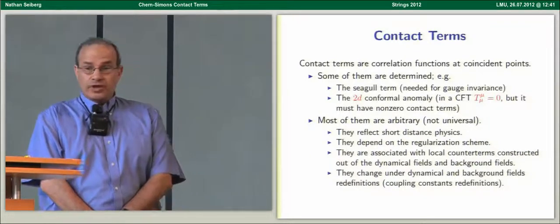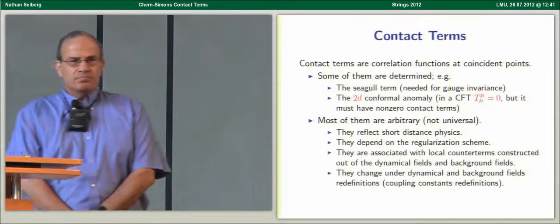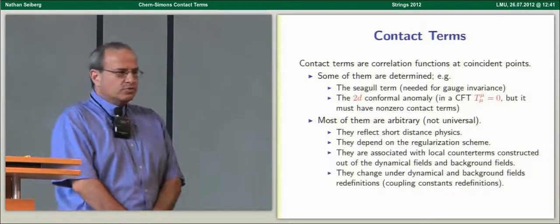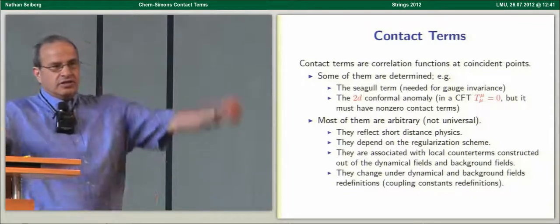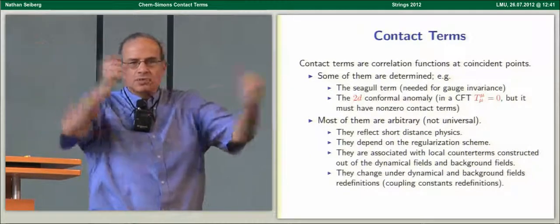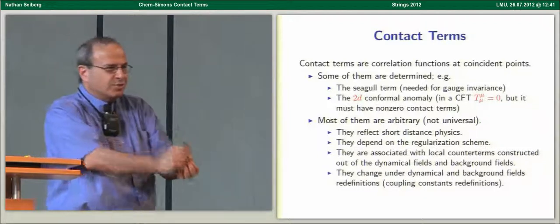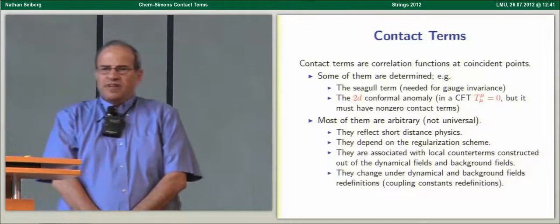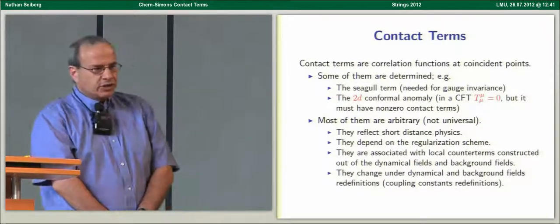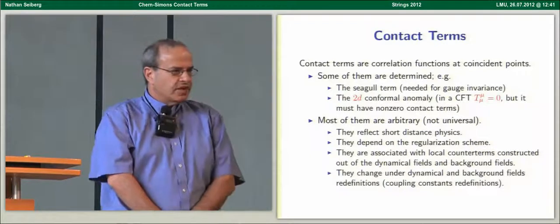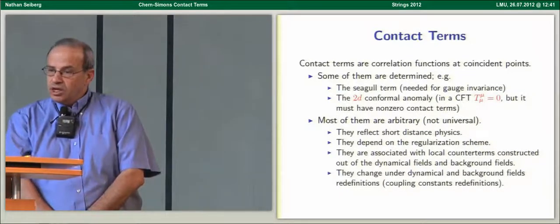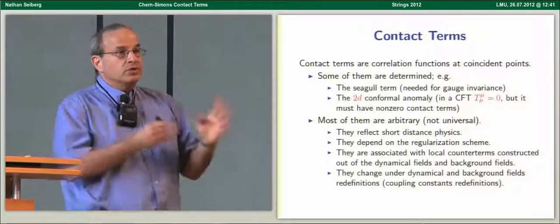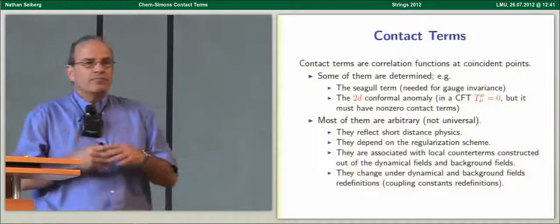They are completely arbitrary. And there are several complementary ways of thinking about it which are fundamentally equivalent. First of all, contact terms clearly reflect short-distance physics. It's not correlation functions at separated points, but when the 2 operators are as close as possible. Second, the values of these contact terms depend on the regularization scheme. If we change the regularization scheme, the values of the contact terms change. Equivalently, we can construct local counterterms either in terms of the fundamental fields or in terms of background fields.